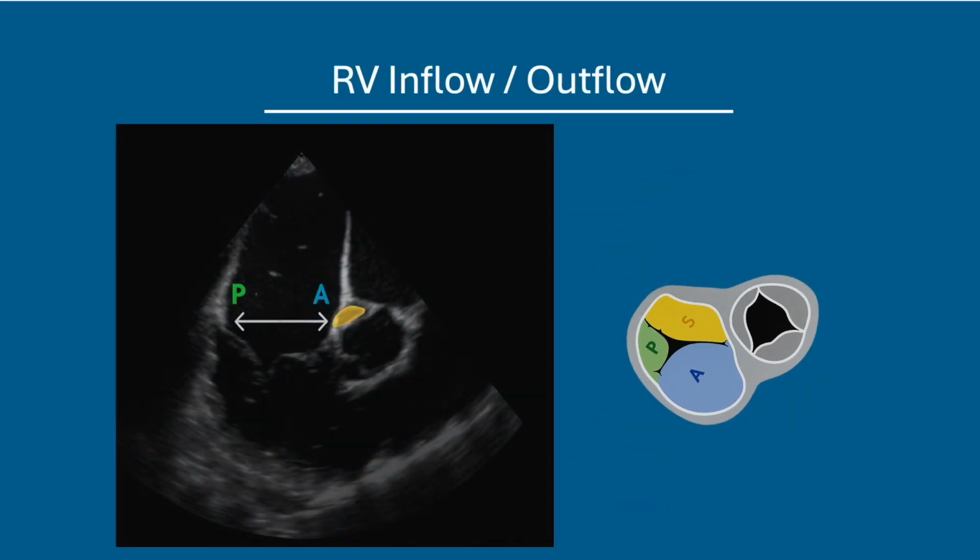You can use the transgastric short axis view of the tricuspid valve to understand the RV inflow-outflow view by rotating the image so that the aortic valve is on your right. This reorientation roughly corresponds to the relationship of the tricuspid valve leaflets to the aortic valve in the RV inflow-outflow view. Here you can see that the tricuspid leaflet that is closest to the aortic valve is the anterior leaflet. Likewise, the leaflet that is furthest away from the aortic valve is the posterior leaflet.